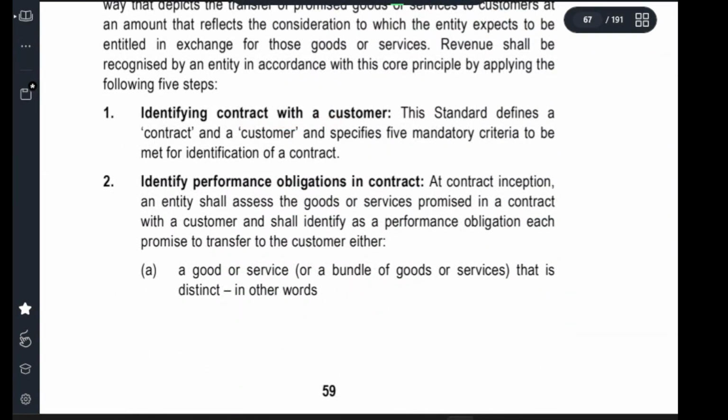Step one: identify the contract with the customer. What is a contract? The standard defines a contract and a customer, with five mandatory criteria to be met for identification of the contract. So first you need to identify from which customer I am getting this revenue, and with that customer I have a contract for this stipulated period of time for a consideration of this much, and an additional consideration of this much. It has been agreed between the customer and the entity on this date. In such a way, a draft should be there, a contract should be there.